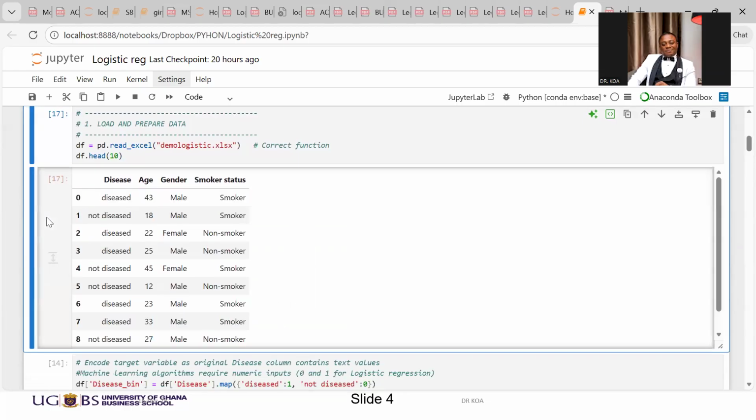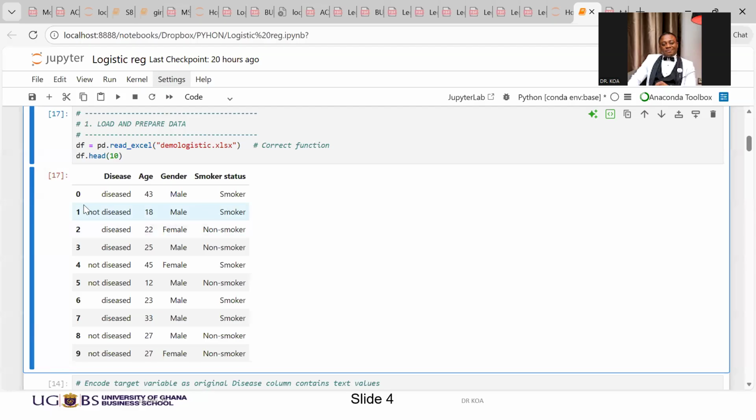You can see that the first person is diseased, the person's age is 43, he's a male and he's a smoker. The second person is not diseased. The person is 18 years, he's a male and he's a smoker. And then on and on. So this gives you a bit of an initial look at the data.